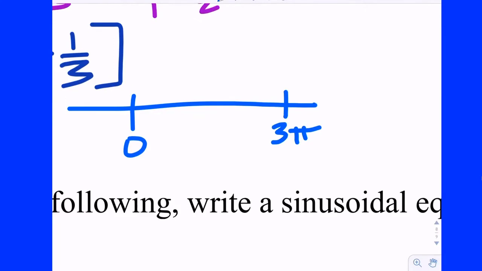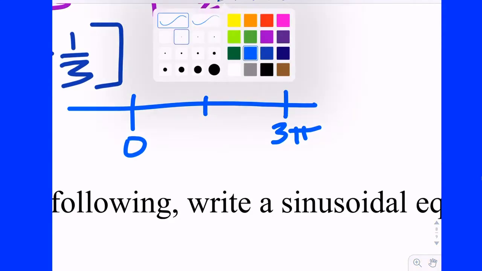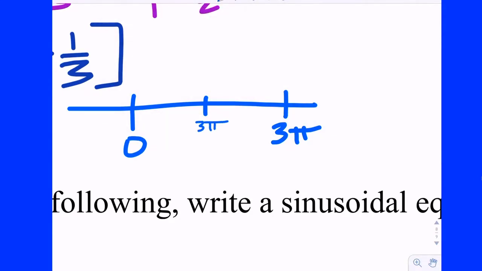So 0 is your y-axis. Half of 3 pi is 3 pi halves. That gives you your half cycle interval. I'll use a thinner tool here, 3 pi halves. And then half of that is what? Half of 3 pi halves, or a fourth of 3 pi, would be 3 pi fourths. That's your quarter cycle interval.